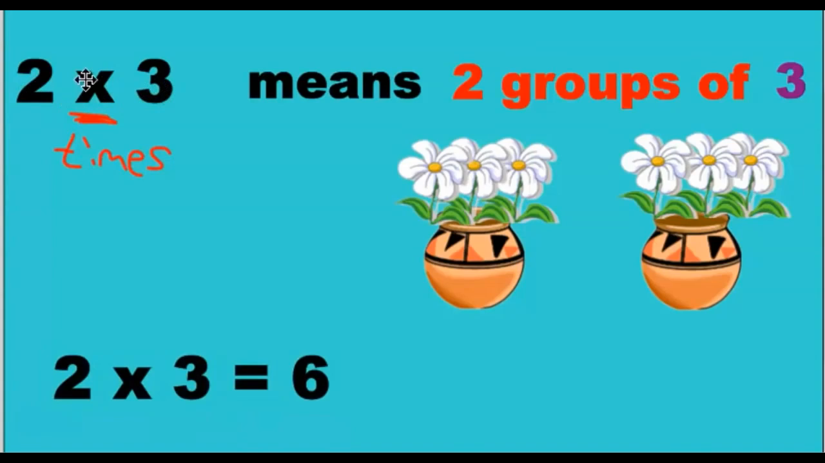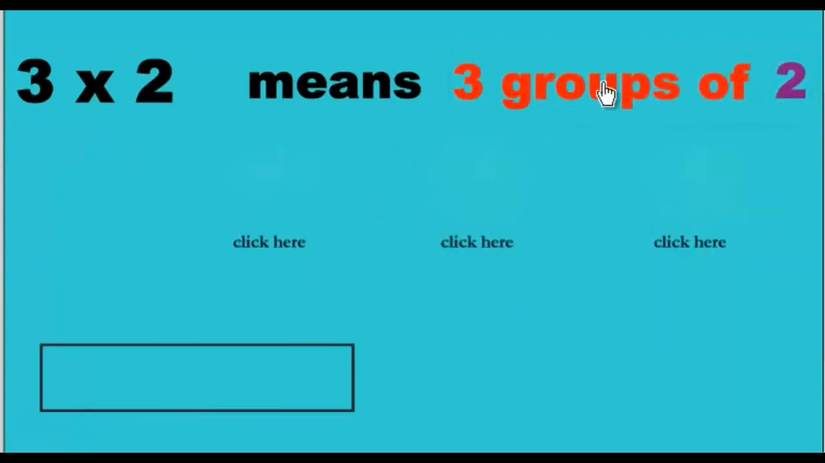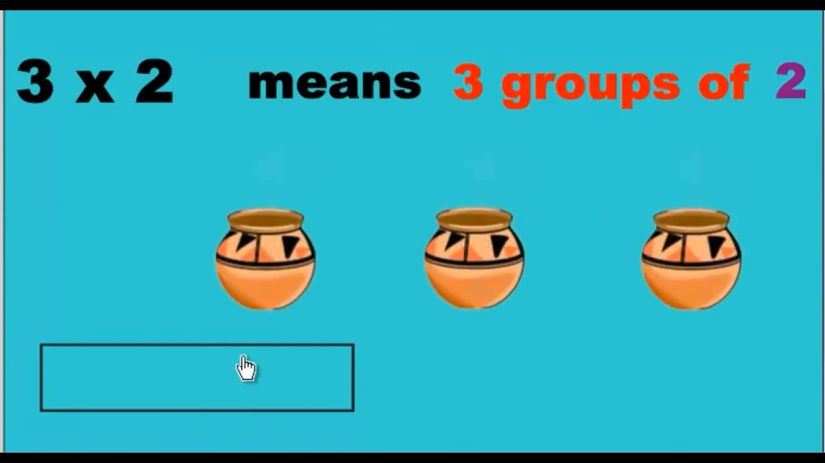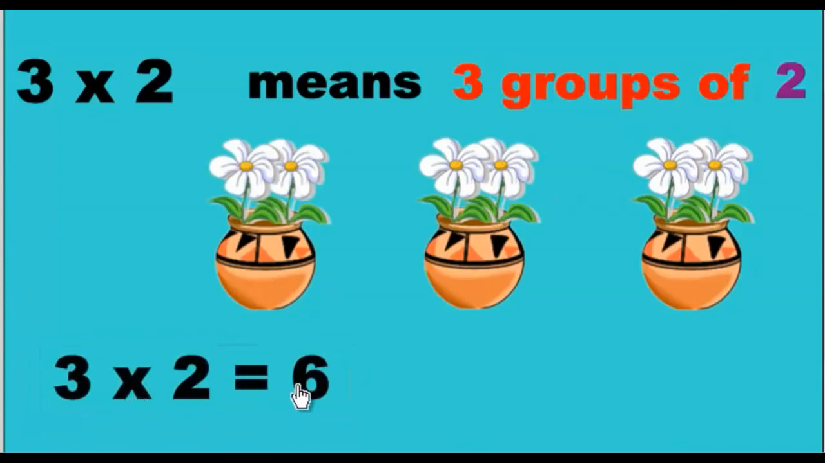Now what if we flip 2 and 3? What if we put the 3 in the front and the 2 in the back? So it's 3 times 2. Does that make any difference? It does. 3 times 2 now means 3 groups of 2. And the last one, it was 2 groups of 3. This one is 3. We need 3 groups here. And then the 2 means we need to put 2 flowers in each one. Or 2 anything, really, but flowers are nice. Now count them. 2, 4, 6. 3 times 2 is 6.